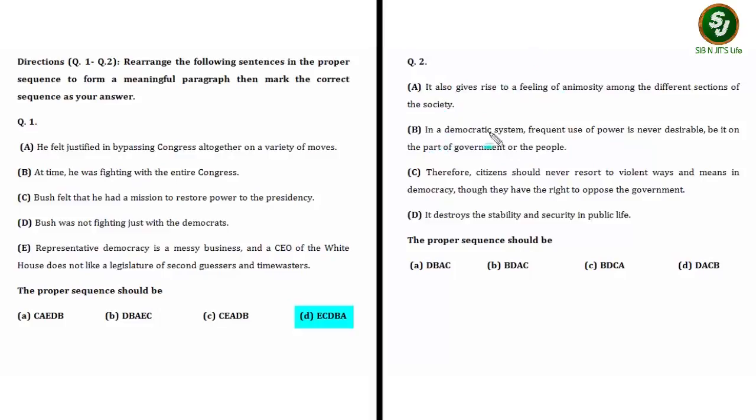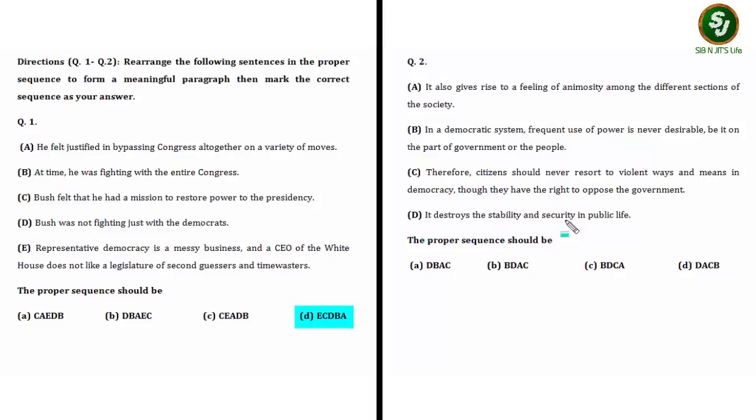Next is B. In a democratic system, frequent use of power is never desirable, be it on the part of the government or the people. Okay, so this can be the first statement, but let's go through other options also. Therefore, citizens should never resort to violent ways. A sentence starting with therefore cannot be the first statement of a paragraph, right? We don't know what is the gist of the passage, so we cannot just start a statement randomly with therefore. So this is also struck off.